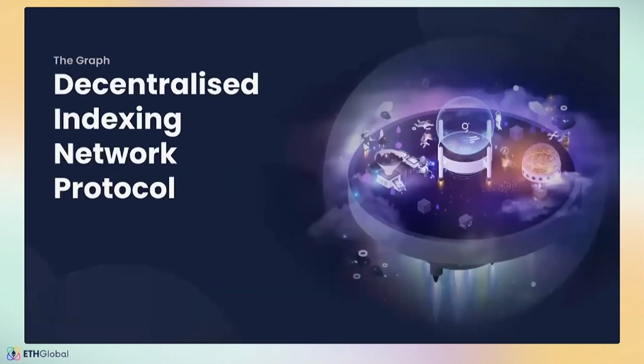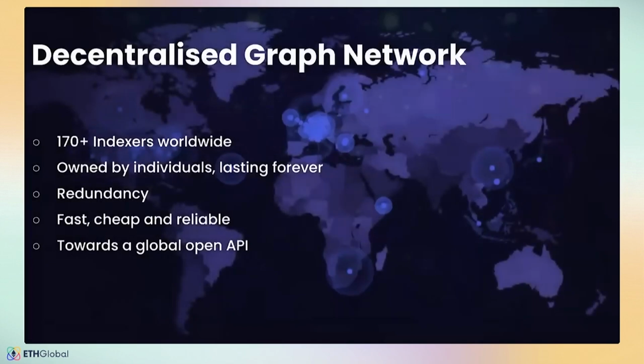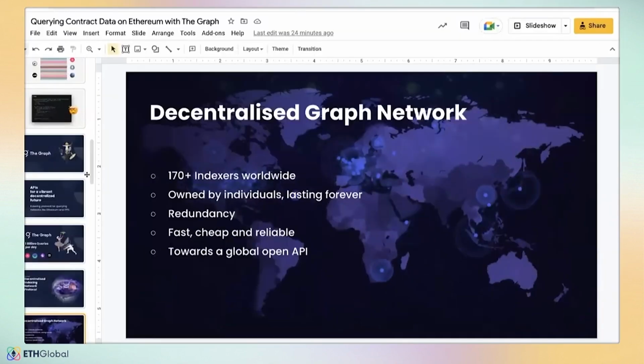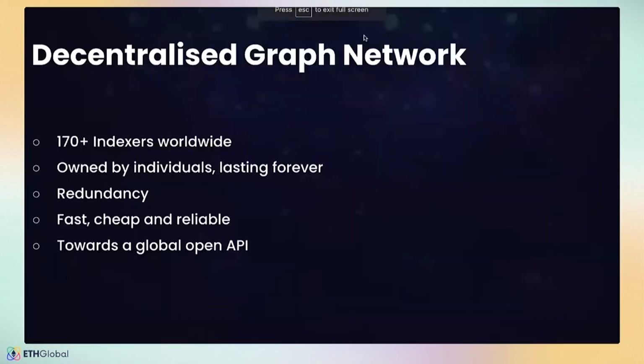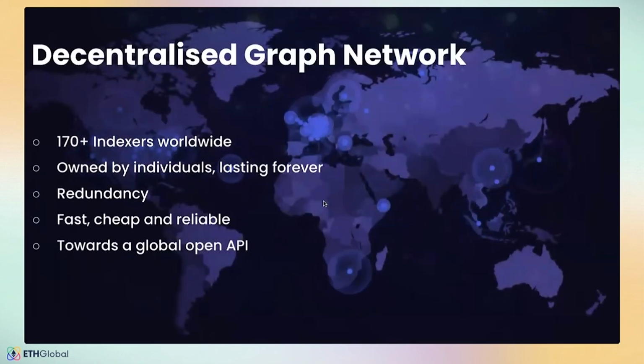And it's not only the hosted service, it's also a decentralized indexing network protocol. So there are more than 180 indexers, I think, currently worldwide, owned by individuals. And that means these are independent indexers that run the thing.